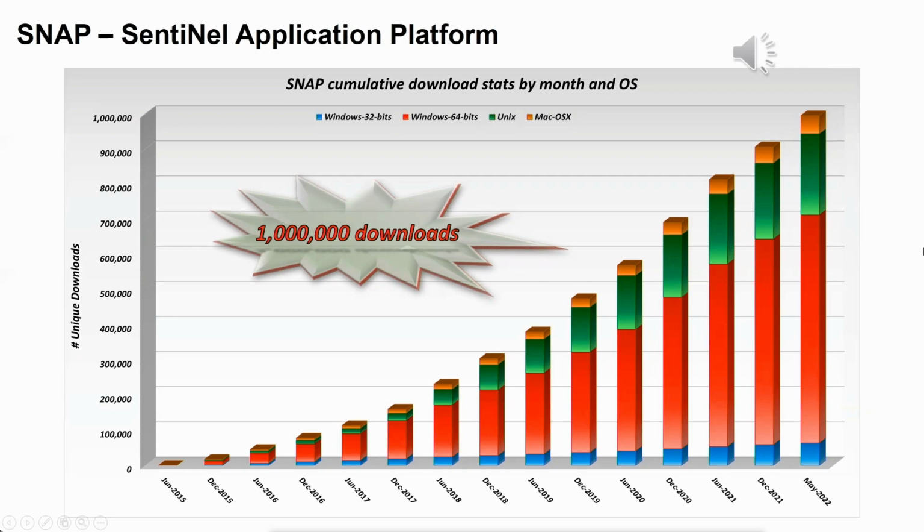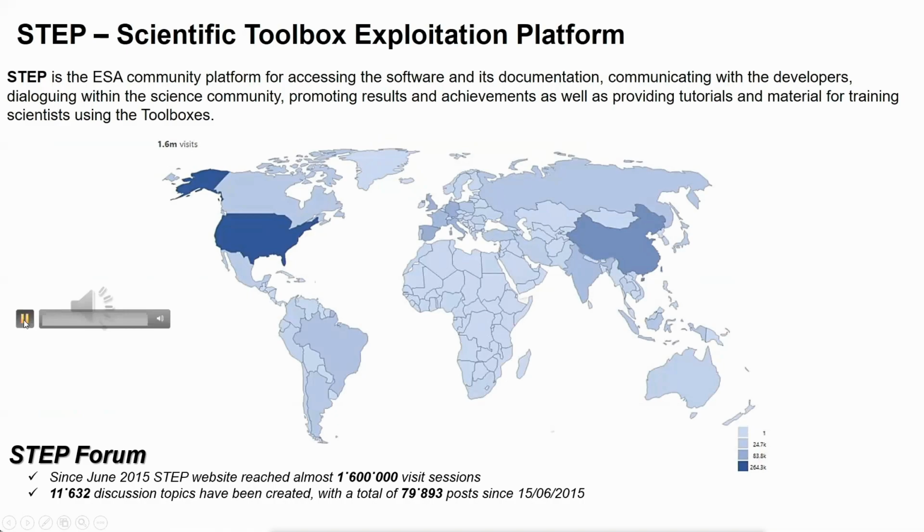Some statistics: recently SNAP reached 1 million downloads, counted since June 2015. On STEP, we have more than 1,600,000 visit sessions since June 2015. STEP is the ESA community platform where you can access the software, download documentation, and communicate with developers and expert users.